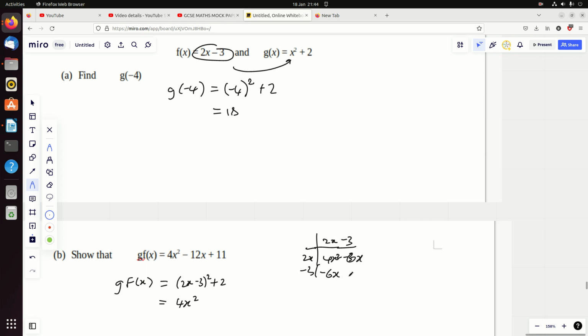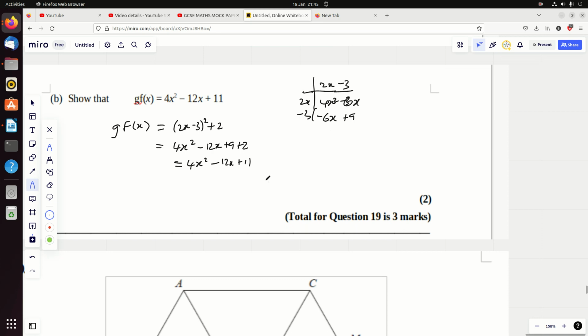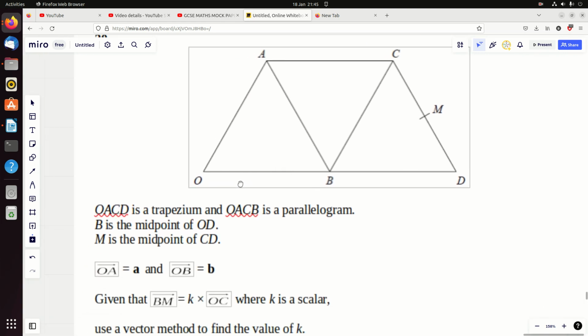Apologies if my handwriting's bad. It's because my fingers are so cold. I'm in a cold shed. Okay, minus 12x plus 9 plus 2. And so we get the right hand side now. And there we go. That's it, done. You can even finish your proof off with a little coloured in box. Apparently that's one thing you can do without actually writing as required.